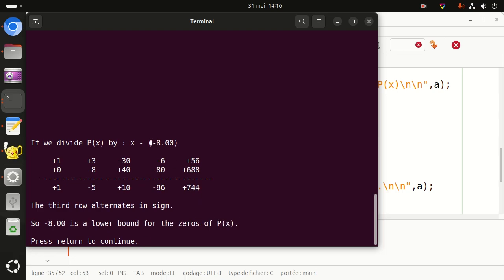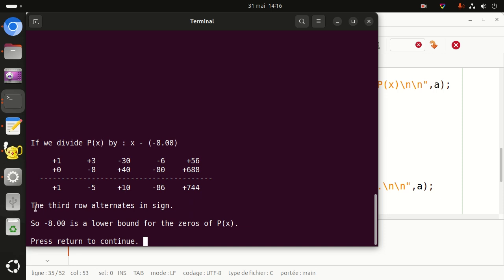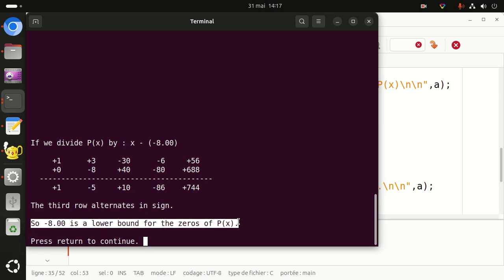Now I have chosen minus 8 here. The first row alternates in sign. Plus, minus, plus, minus, plus. So minus 8 is a lower bound for the root of p of x.